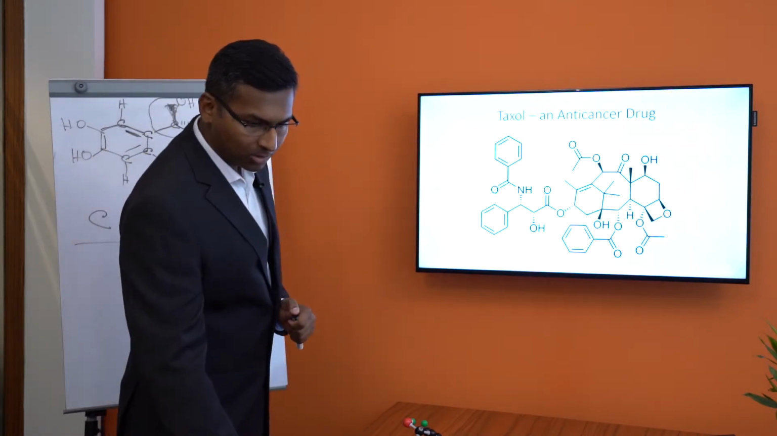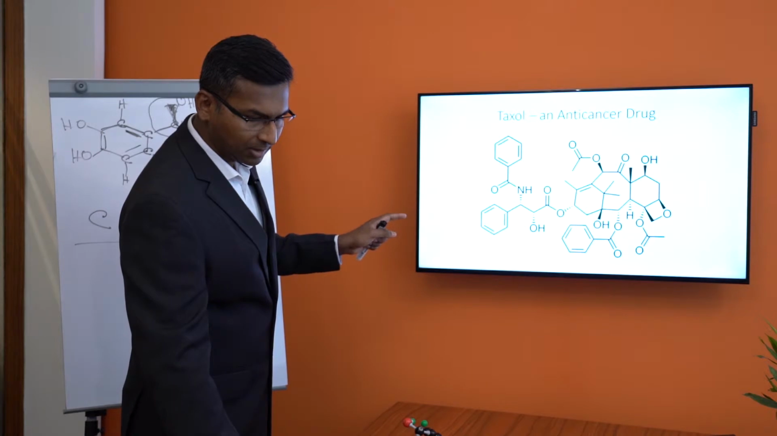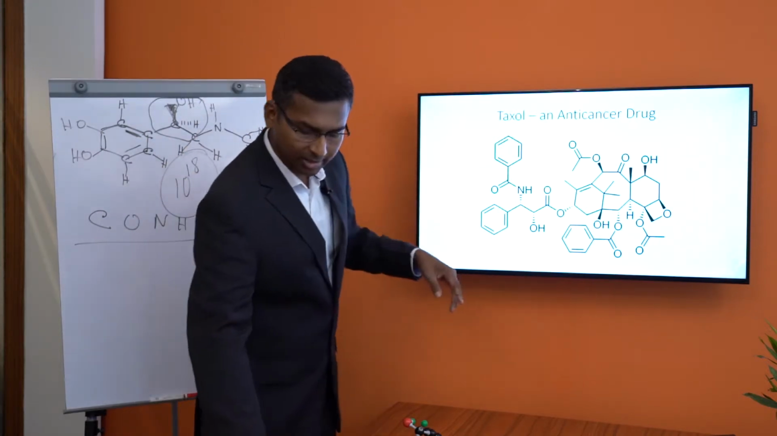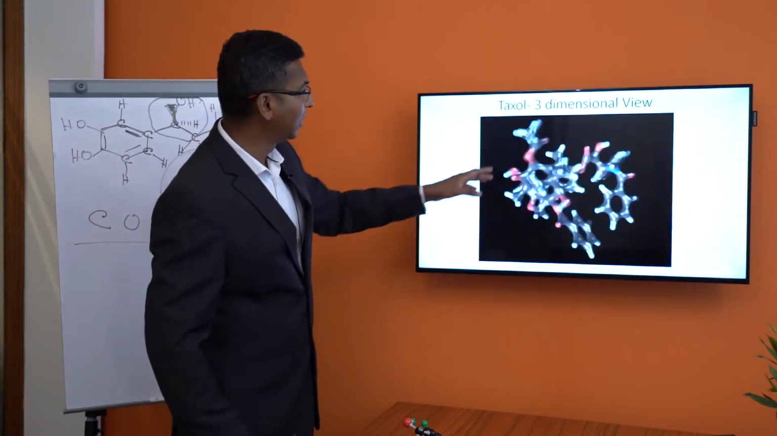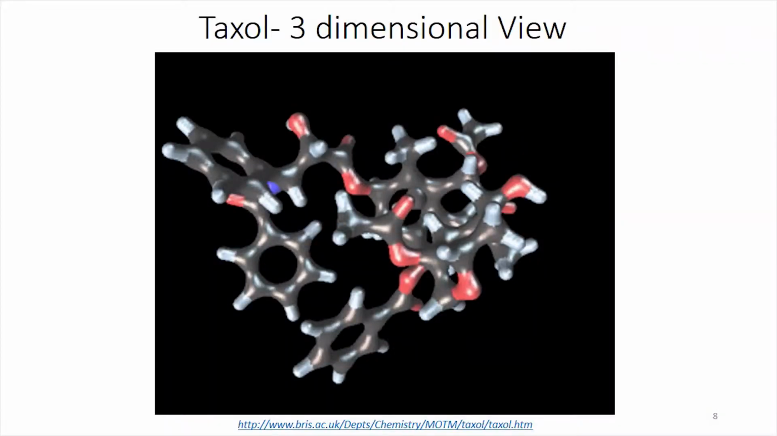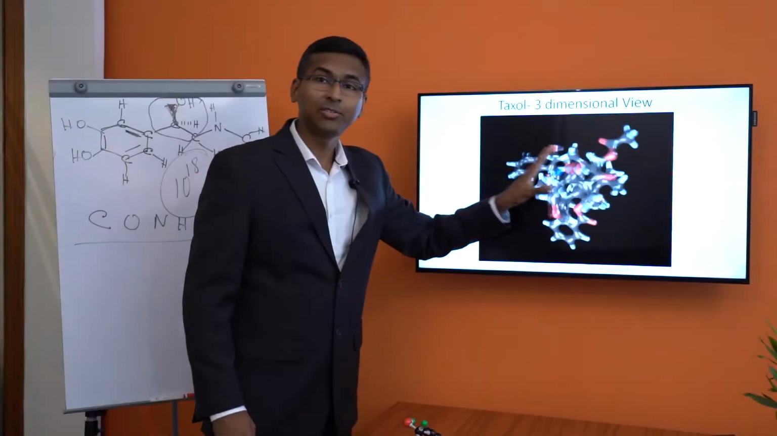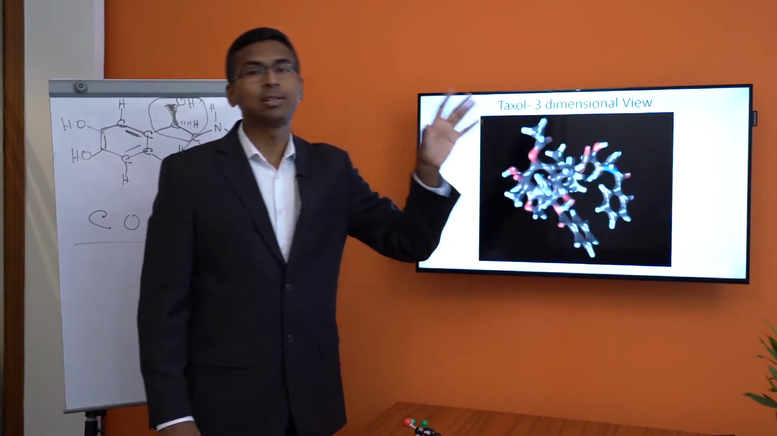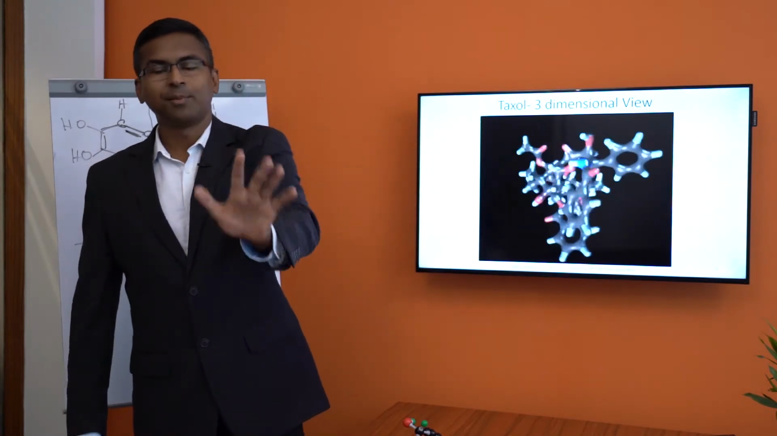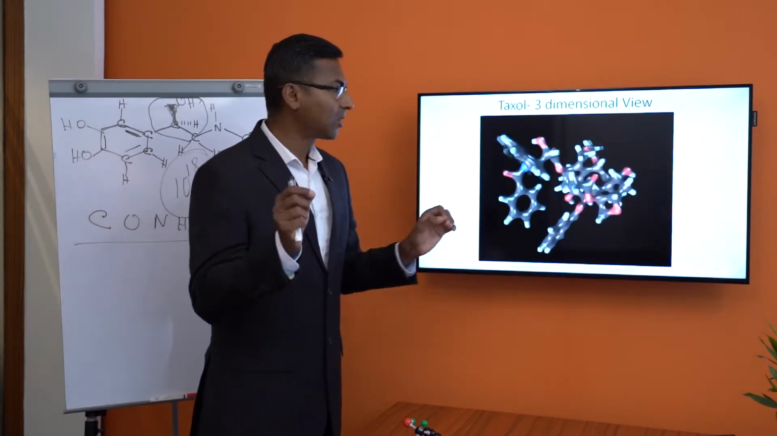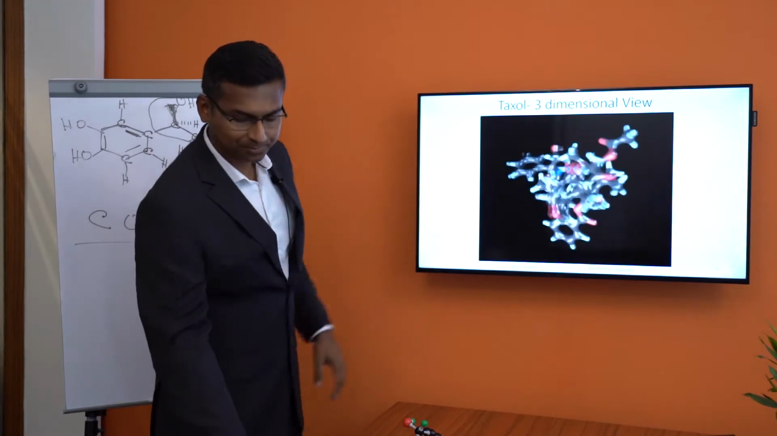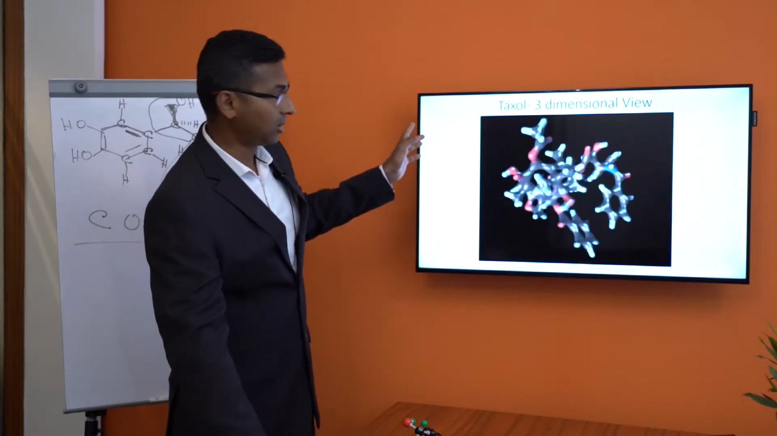I'll show you one more drug. This is in two dimensions. The drug looks something like this in three dimensions. If we look at this molecule, each of these chiral centers has a particular orientation in three dimensions, and that particular orientation is responsible for interacting with the cause of the disease. The other orientation does not.